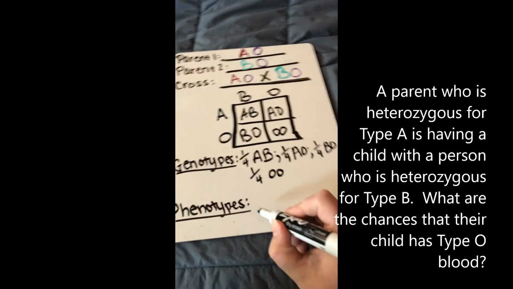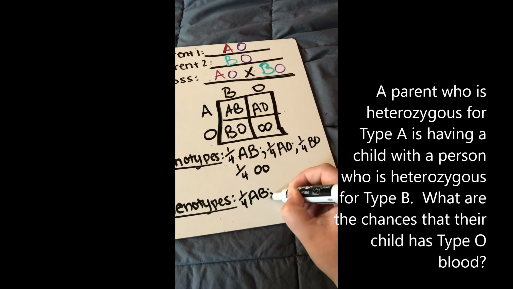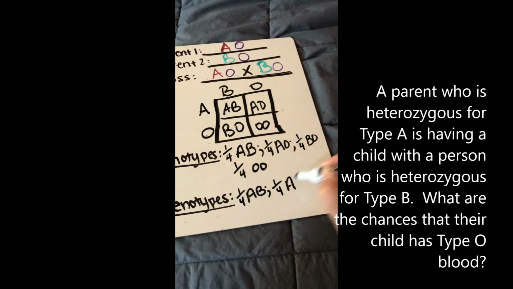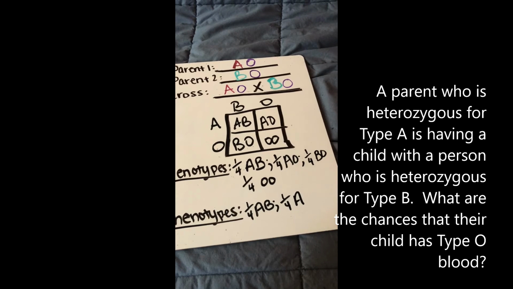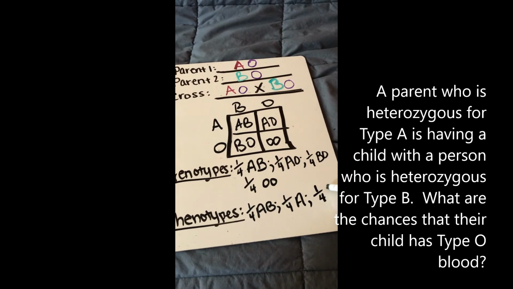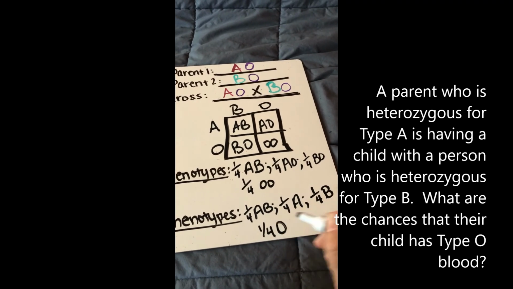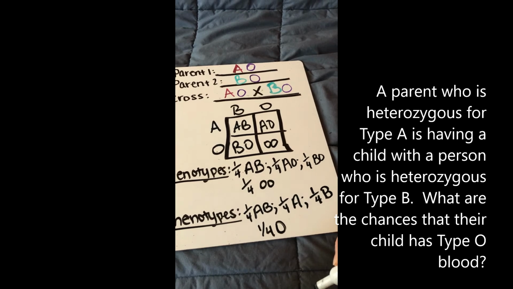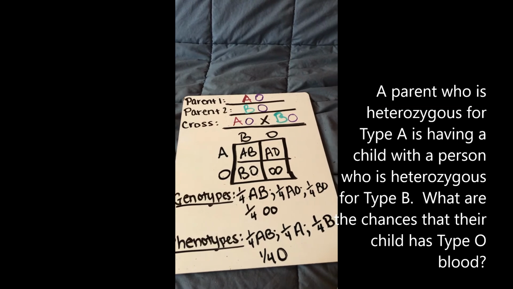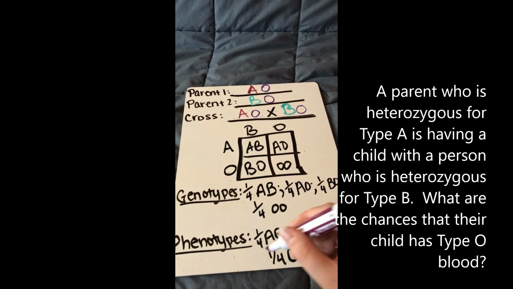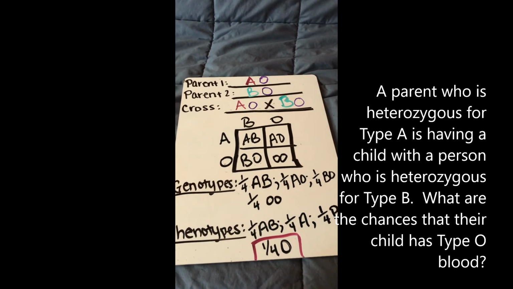For phenotypes, this means that we have 1/4 type AB, 1/4 type A, because remember that the O allele is recessive, and we have an A in front of it, 1/4 type B, again for the same reason, and 1/4 type O. Now, if we go back to our question, what are the chances that their child has type O blood? We can see it already. It is 1/4 or 25% chance that their child will have type O blood.